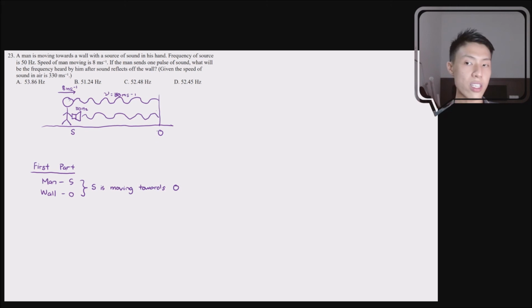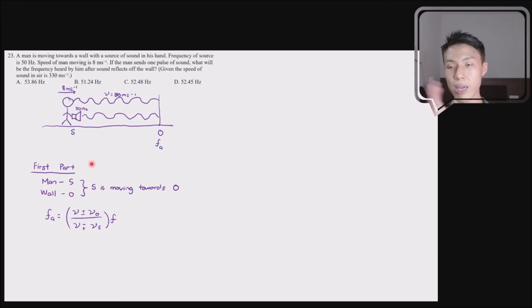Okay, so let's try to determine the apparent frequency heard by the wall, if the wall is able to hear something. What will be the frequency heard by the wall? So we'll use the Doppler effect. The apparent frequency received by the wall will be equal to (V ± Vo) / (V ∓ Vs) times the frequency f. Okay, so let's try to recap a bit.